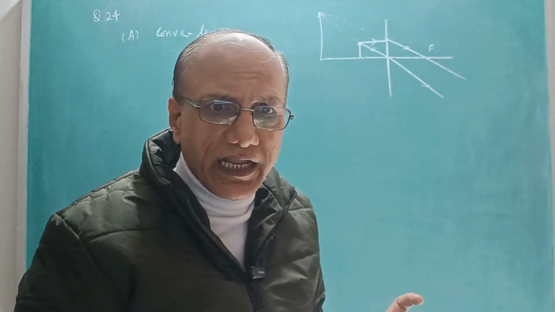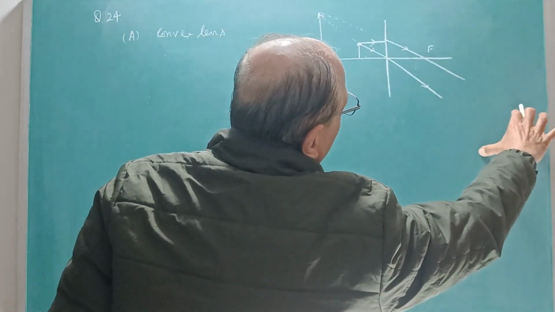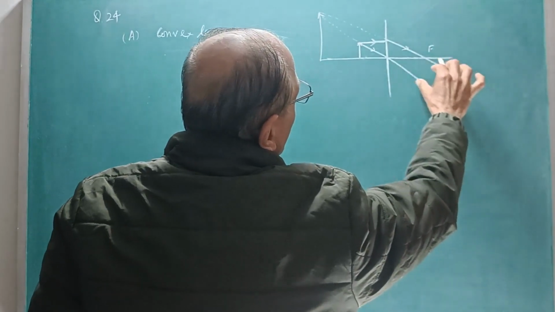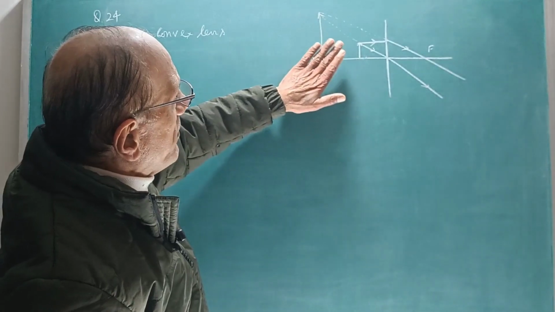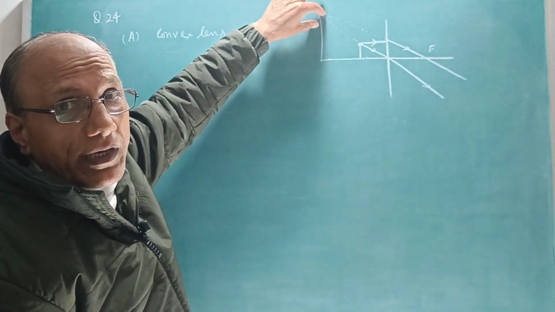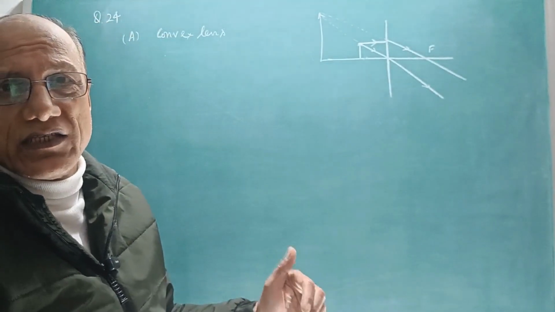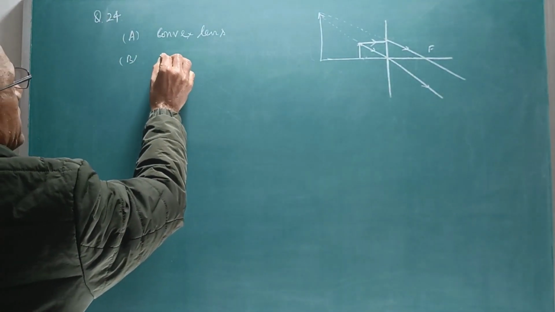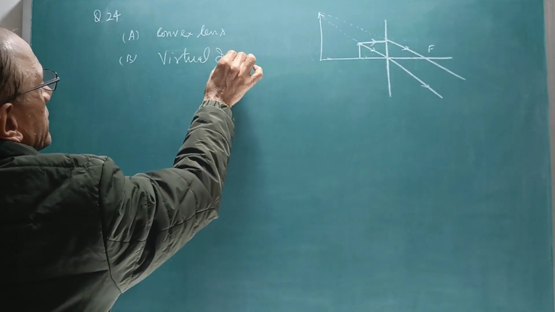B, what is the nature of the image? As you see, these rays are diverging here, they are spreading, so they cannot meet. They will meet somewhere behind the lens, here behind the object. So these rays are appearing to meet, they are not actually meeting. Whenever the rays are appearing to meet, the nature of the image is virtual. So the image is virtual image.